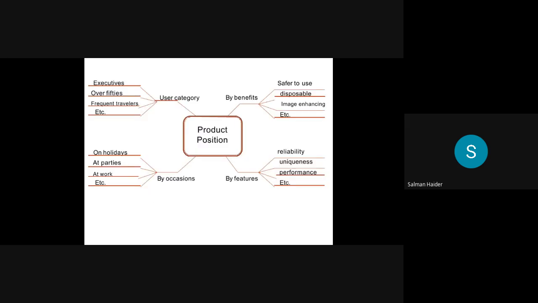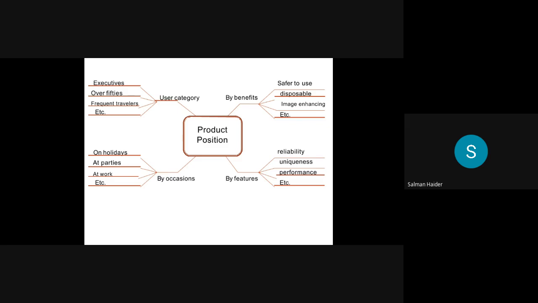So when we position the product, it is very important to see whether we are positioning the products for the user category, for the benefits, or for the occasions, or for the features. Sometimes we are trying to do it for the user categories, that is for executives, for frequent travelers and all. For benefits like what particular benefit, like in oral market I had said that for the whitening of the teeth, for the fresh breath, or for some kind of medicinal quality.